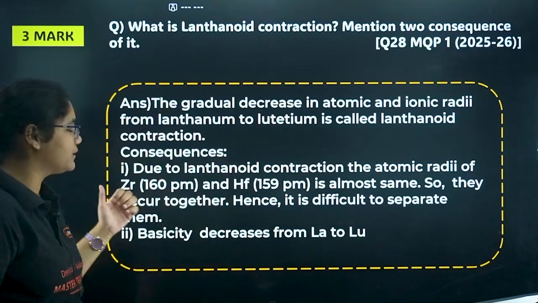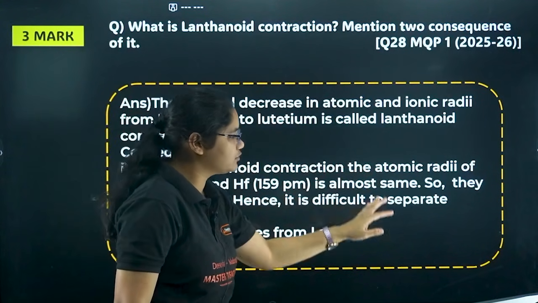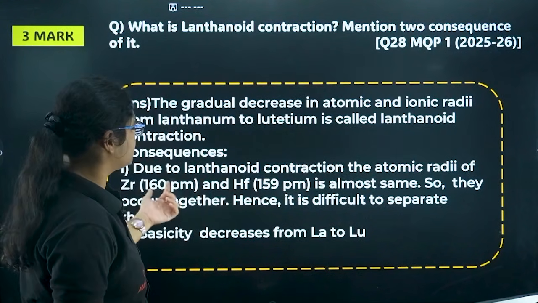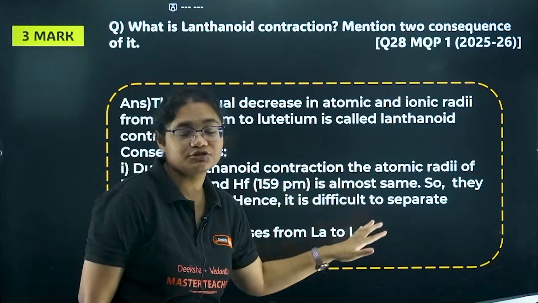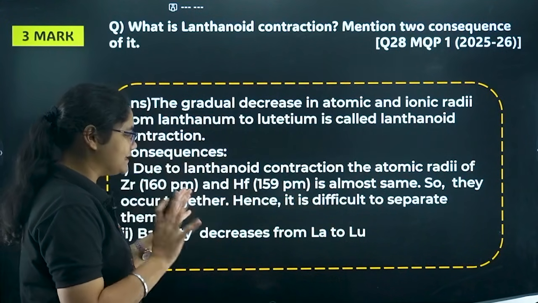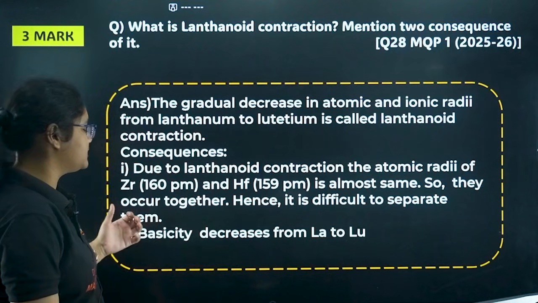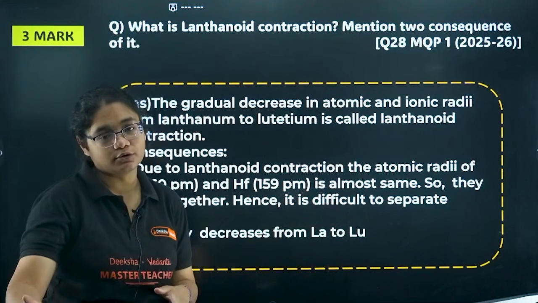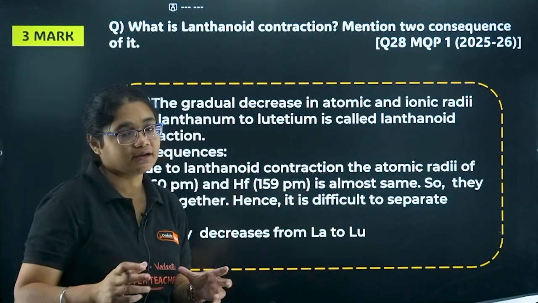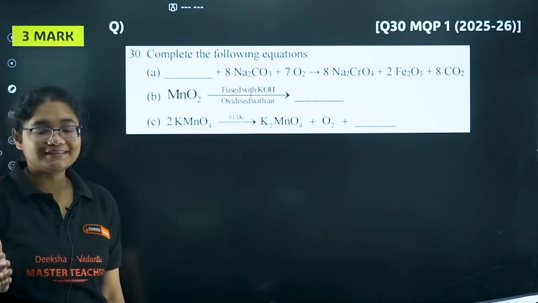And what are the consequences of this? Due to lanthanide contraction, the atomic radii of zirconium and hafnium are almost the same. That is why the size is similar, and that is why it becomes difficult to separate them. Another consequence is that basicity decreases from lanthanum to lutetium as the size of the atom decreases. Now let's see the next question.